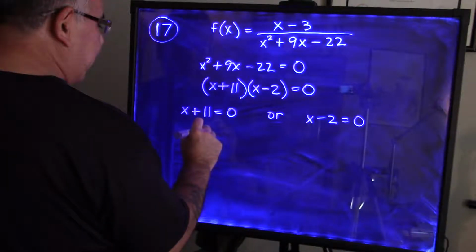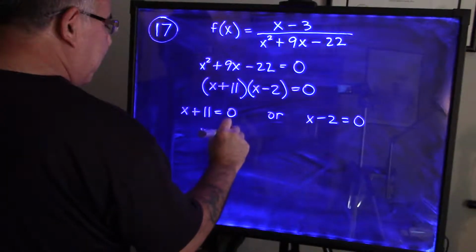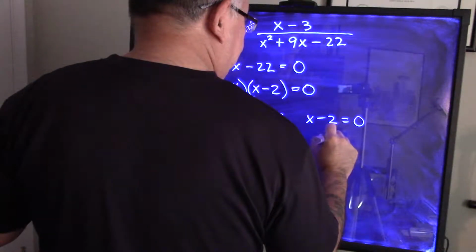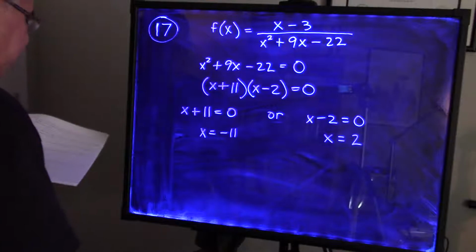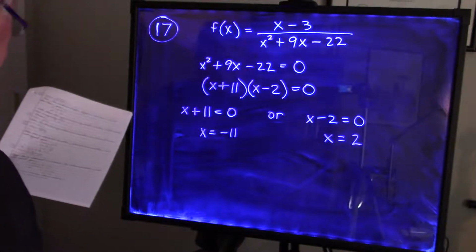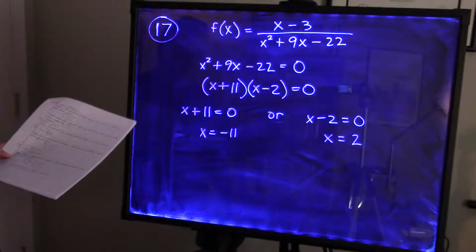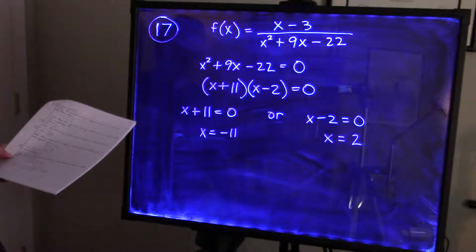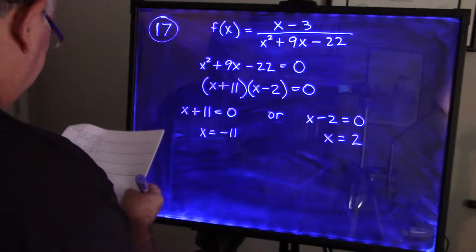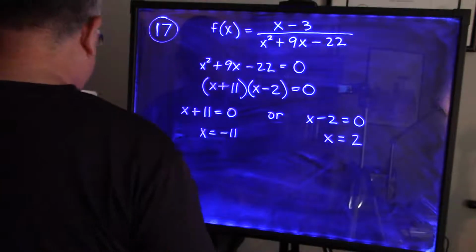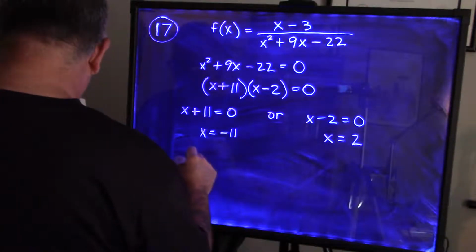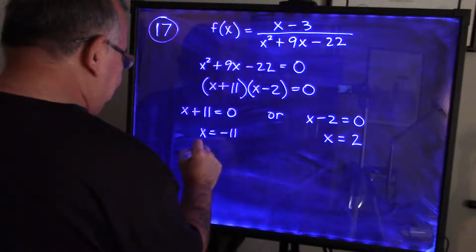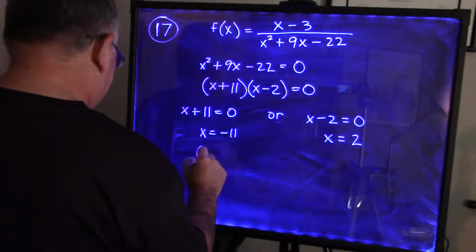That's x equals negative 11, or x equals positive 2. So those 2 points cannot be in the domain. Everything else will work. You won't get a zero denominator. So it's a little bit of a hassle writing this interval notation here, but let's go ahead and do that.